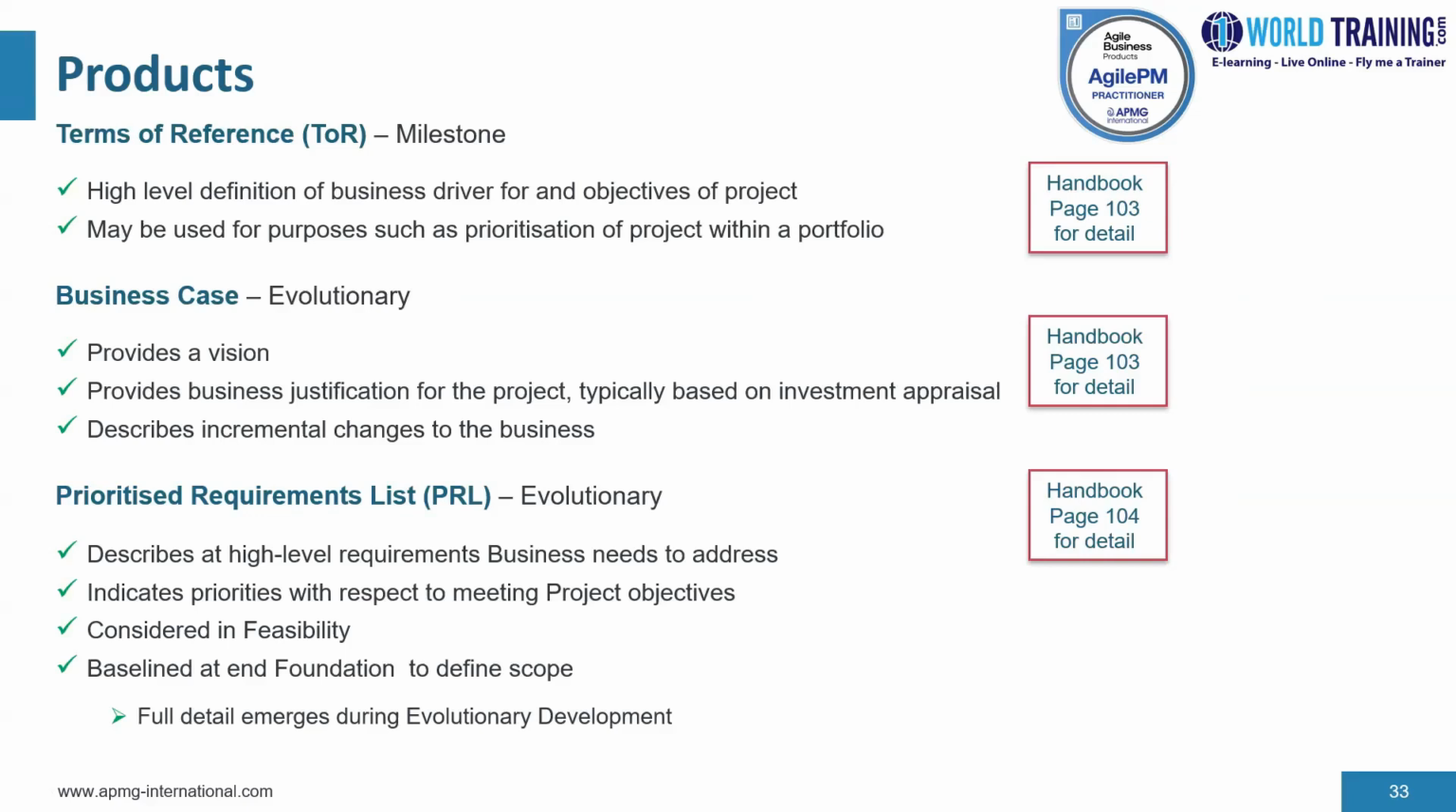Moving down, you have the business case product. The business case is an evolutionary product. It provides a vision and a justification for the project from a business perspective. The business vision describes a changed business as it is expected to be, incrementally and at the end of the project. The justification for the project is typically based on investment appraisal, determining whether the value of the solution to be delivered by the project warrants the cost to produce, support, and maintain it into the future, all within an acceptable level of risk.